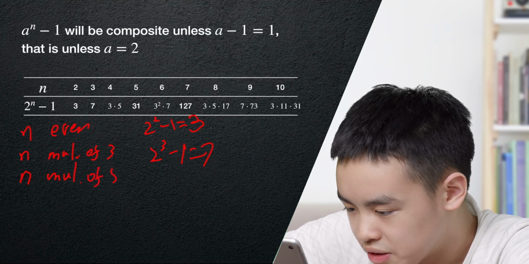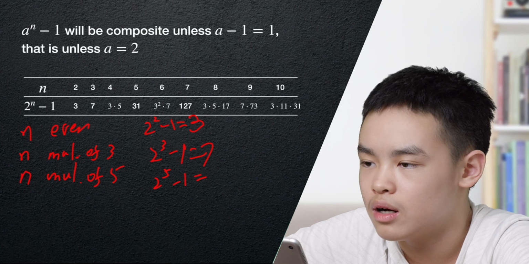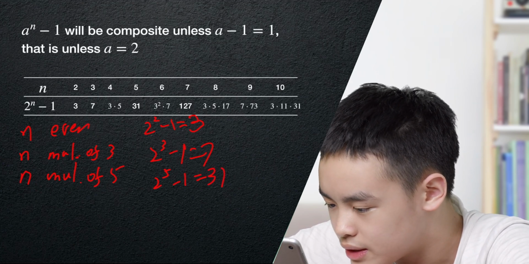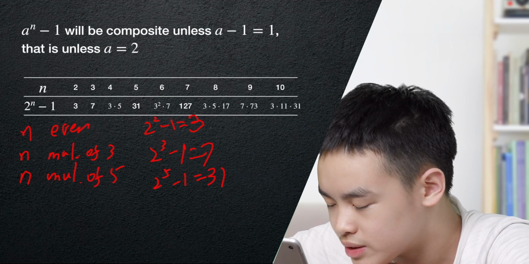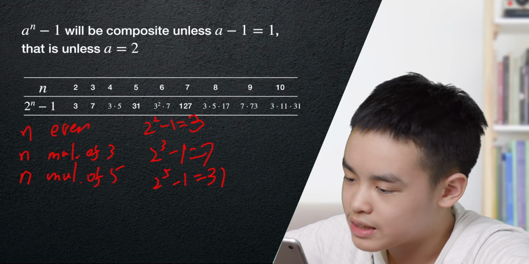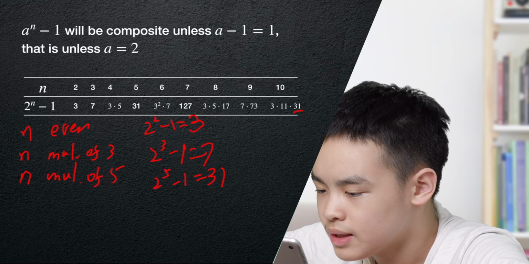If n is a multiple of 5, then 2 to the 5th power minus 1 must be divisible by 31. And unfortunately, there is only one example over here. Yeah, lonely.